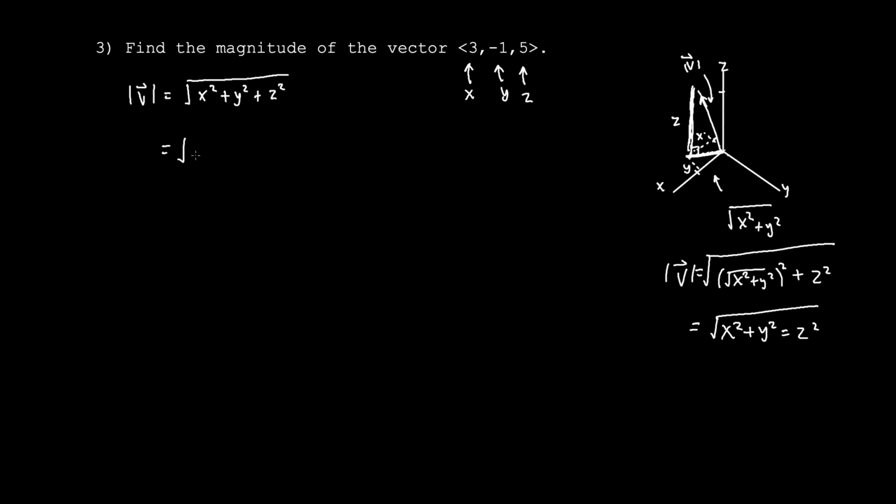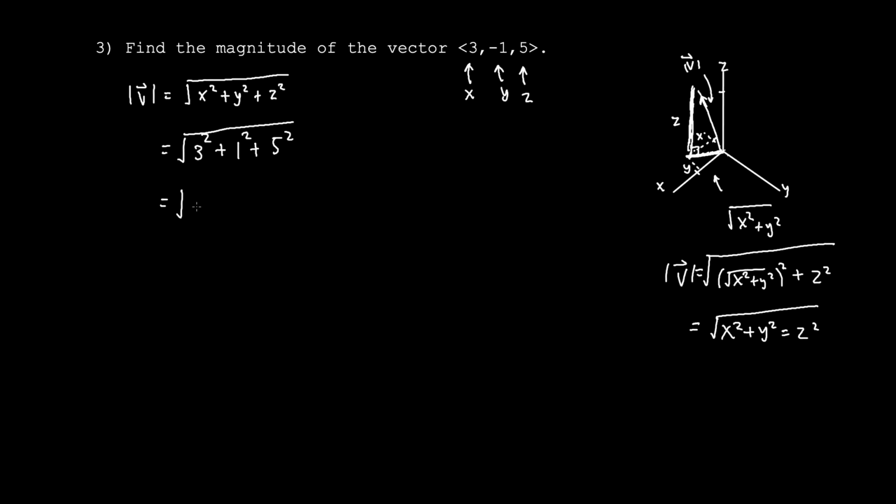So x squared, which is 3, plus y squared, which is -1 squared. Now, the square of anything negative is positive, so we can just write 1 squared. Plus z squared. The z component is 5, so 5 squared goes in the formula. Now we start to simplify this.